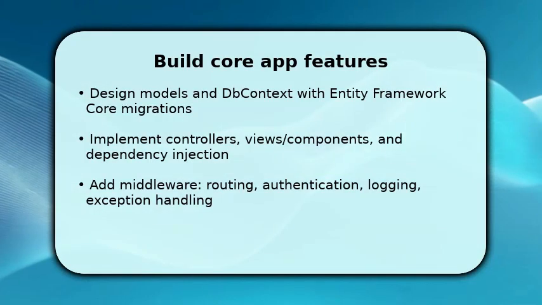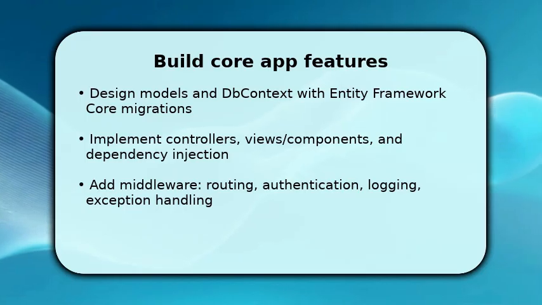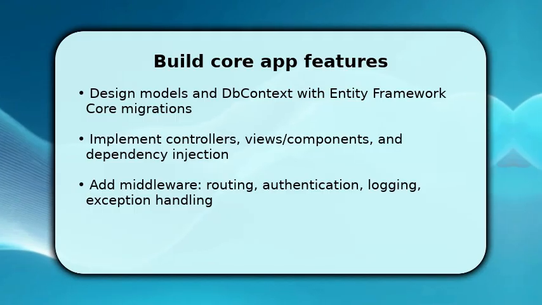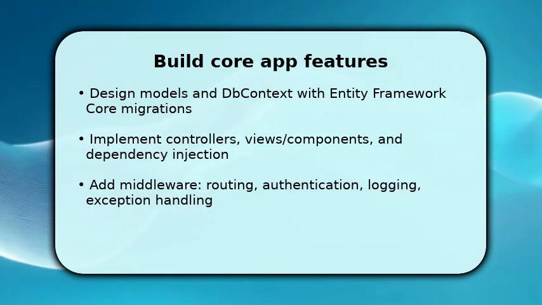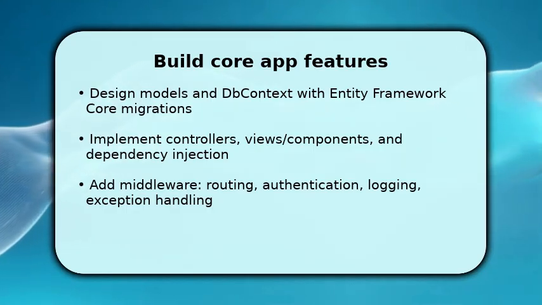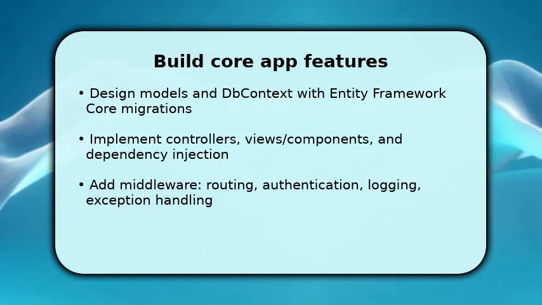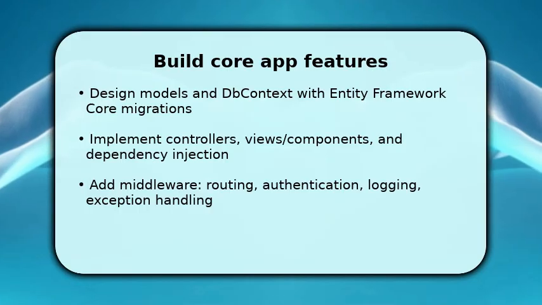Now you expand the app by modeling data and wiring services. This is where middleware structure matters. Create your domain models and a DB context, then add EF Core migrations so the database evolves predictably. Next, implement controllers or minimal APIs and build views or Razor components while registering services via dependency injection. Also add middleware for routing, authentication, logging, and error handling so requests flow correctly. As you code, run tests and make small feature commits to validate each change progressively.